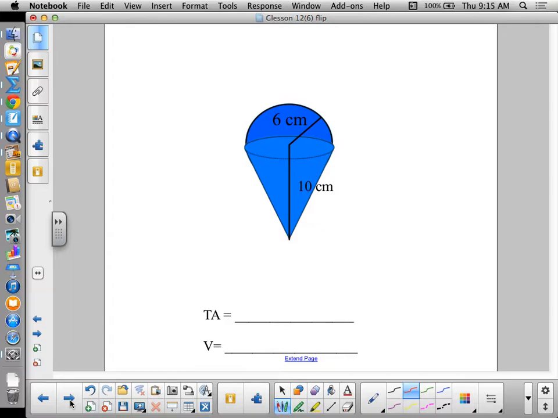A couple things we're going to have to work on. First off, the radius of the hemisphere is also the radius of my cone. And if that's the case, then we want to be working with that radius in order to find all the information that we need.